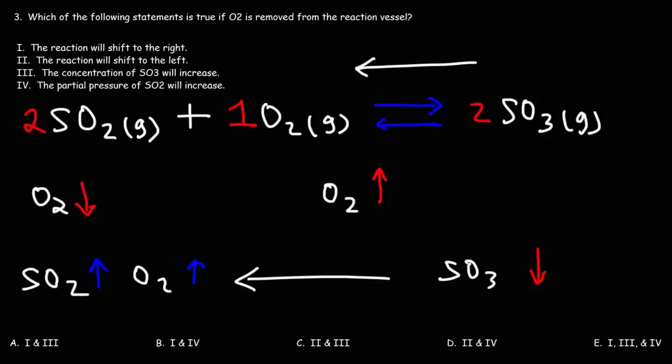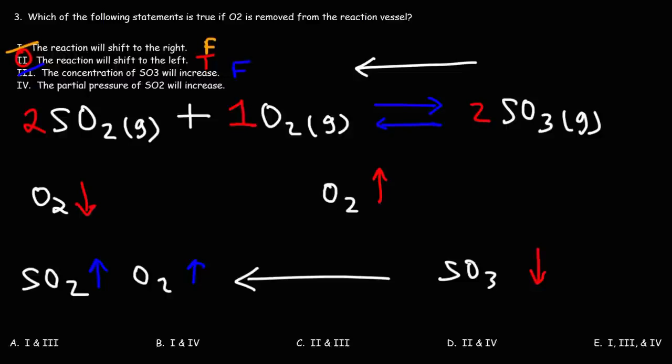So now we could find out which statement is true and which one is false. So number one, the reaction will shift to the right. That's false. We know it's going to shift to the left. So statement 2 is true. The concentration of SO3 will increase. That's false. SO3 is decreasing because the reaction is shifting away from it, so that's why it's decreasing.